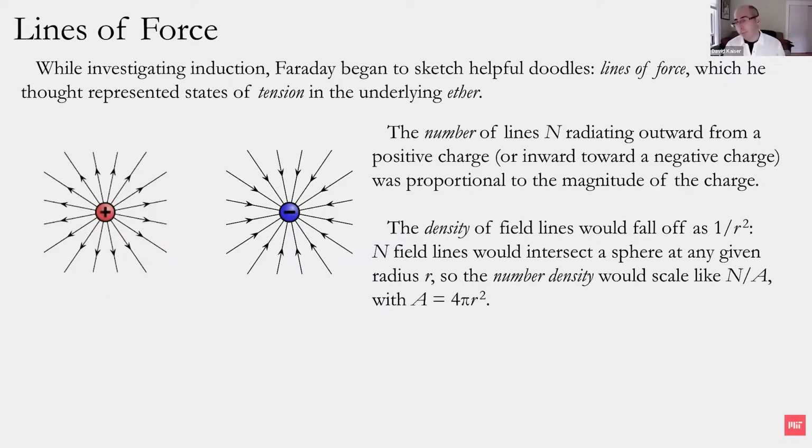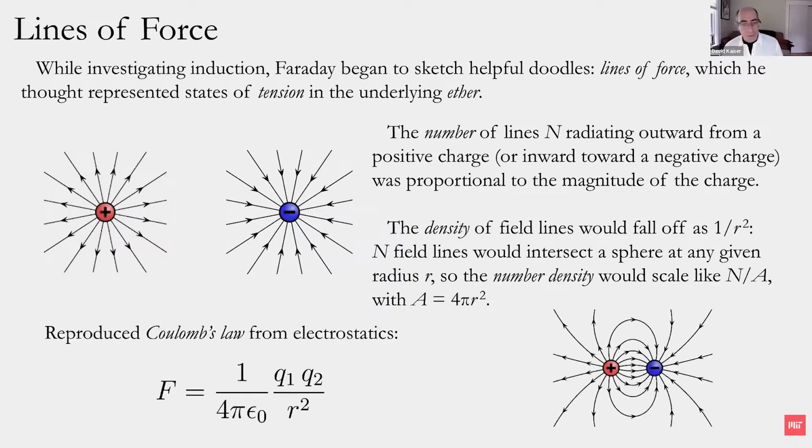You take the fixed number of lines, divide by the surface area that you've surrounded that charge by. The area goes like 4 pi r squared. So the density should fall off like 1 over r squared.